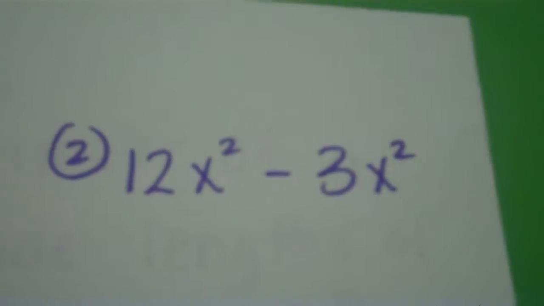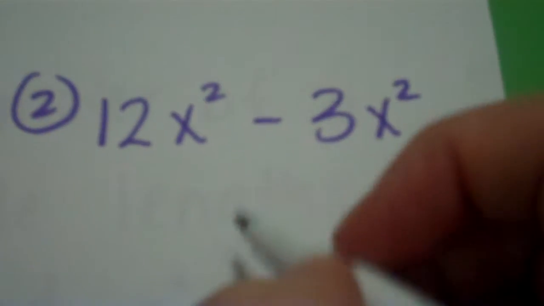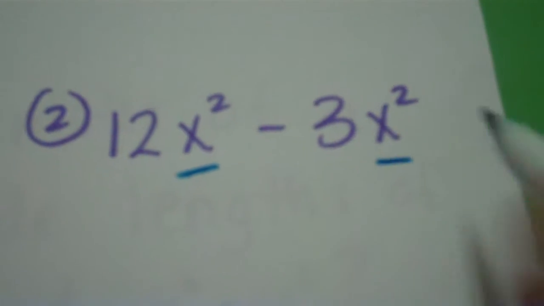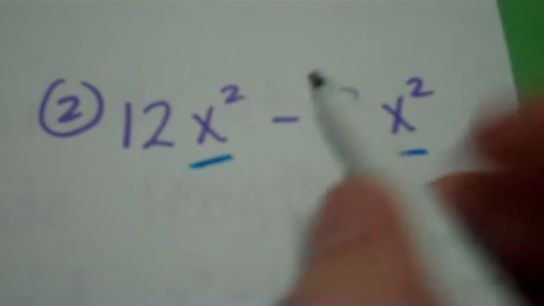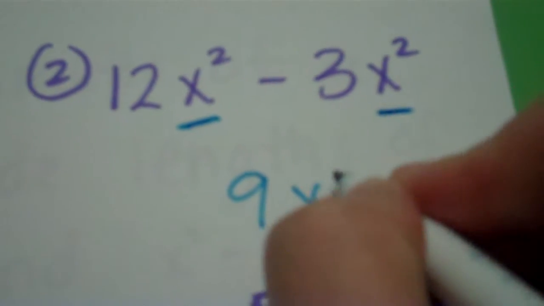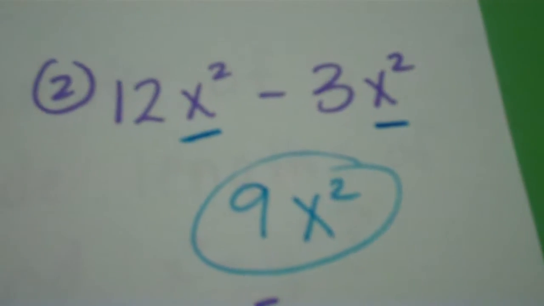What about this one? This is subtracting. So remember, when I'm adding or subtracting, they have to be the same. This is x squared. Is this x squared? Yes, it is. So I can actually subtract them. 12 minus 3 is 9. And then I just rewrite my x squared. I do nothing with my exponent.